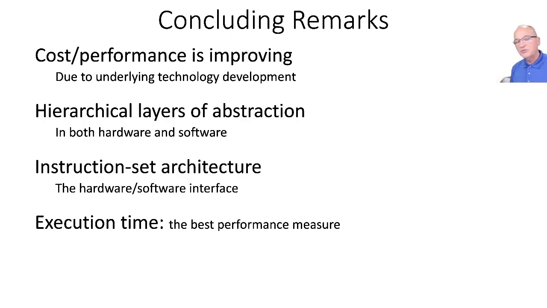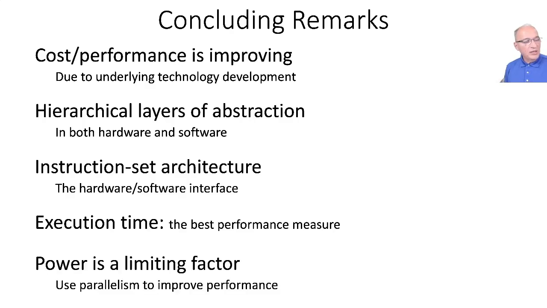And to measure performance through execution time, often we use standard benchmarks such as the SPEC benchmark suite that I talked about. And power is a limiting factor for increasing performance, and the limitation, because we cannot dissipate more power, therefore cannot increase frequency, led to the development of what we call the multi-core revolution, that is the use of parallelism to improve performance.